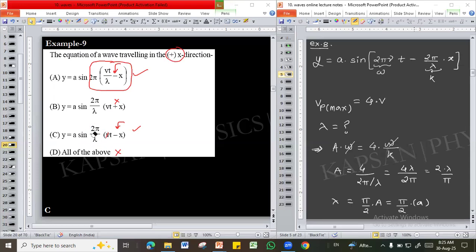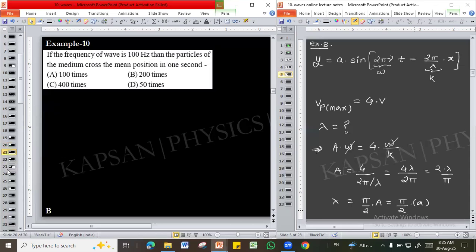2 pi by lambda means k. That is also available here. Lambda and x unit will cancel. 2 pi unit will be radian. So the correct answer is option C. So let us move ahead. Let's solve 2 more questions. Try to solve this. This is interesting. You have to justify your answer. Read carefully, think on it, give the answer.